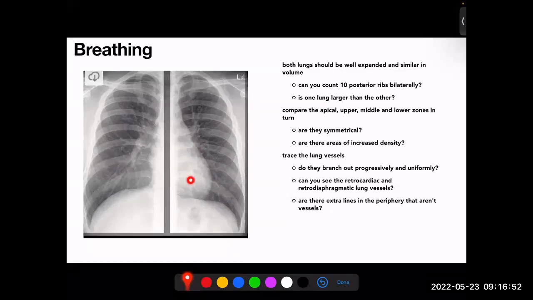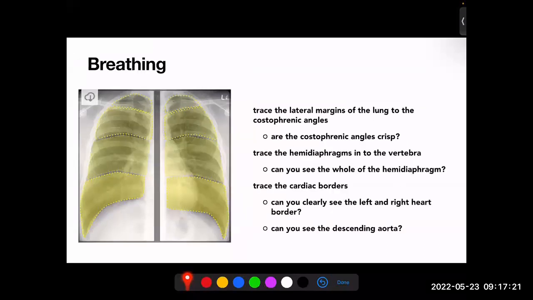Retrocardiac means you can see them behind the heart. If you look at this, you can see the outline of the cardiac shadow, but behind you can see the vessels. Then even behind this is the diaphragm, the left hemidiaphragm, but behind you can still see the lung vessels. Are there extra lines in the periphery that aren't vessels? Those extra lines, I'm not taking you there because it's beyond the scope.